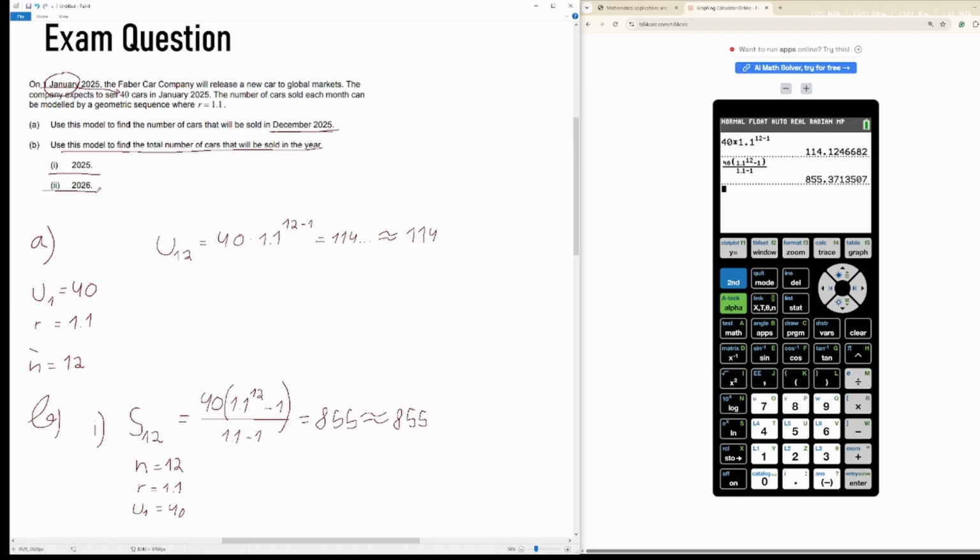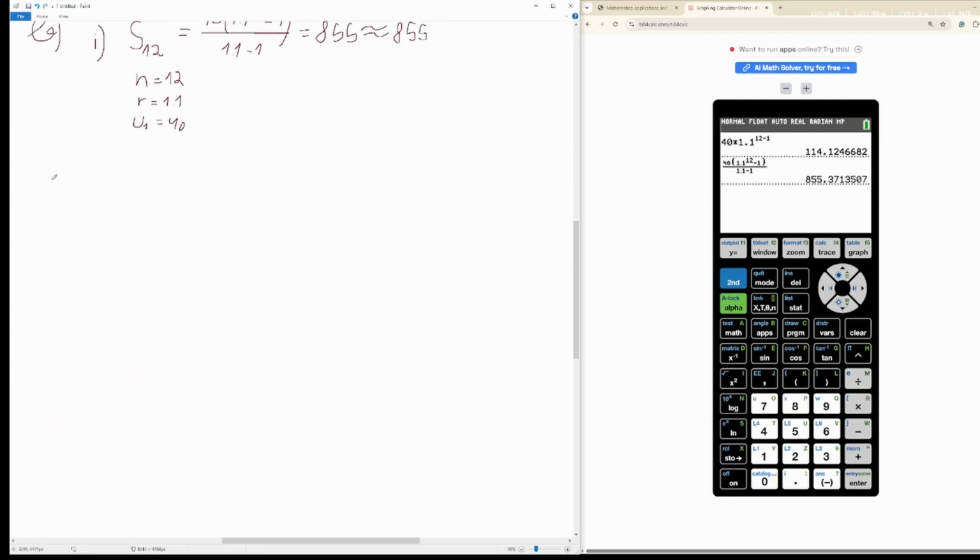There are several ways to answer this question. However, I think the most obvious one that I will definitely use is to just search for S24. As we're searching for the second year, we can find the amount for 2 years and then subtract the first year to get our answer. So let's start by finding S24. We will use the same data: n is 24, common ratio is 1.1, and the starting point is 40.